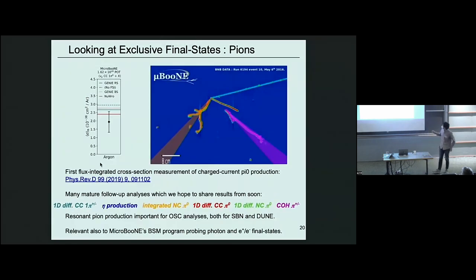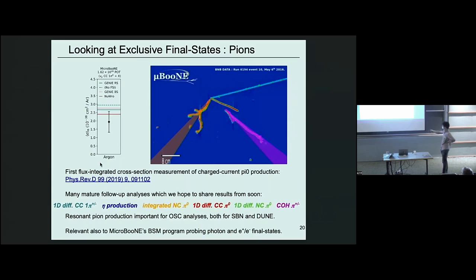Okay, the last exclusive category I want to talk about is pion exclusive final states. Right now, the only result we have published is a flux-integrated cross section of charged-current pi0 production. These are events with a nice long muon. In this case, there's a proton, but we don't actually require that, and two electromagnetic showers that we use to construct the pi0 invariant mass. This first measurement was fairly early on in our cross-section program. It was published in 2019.